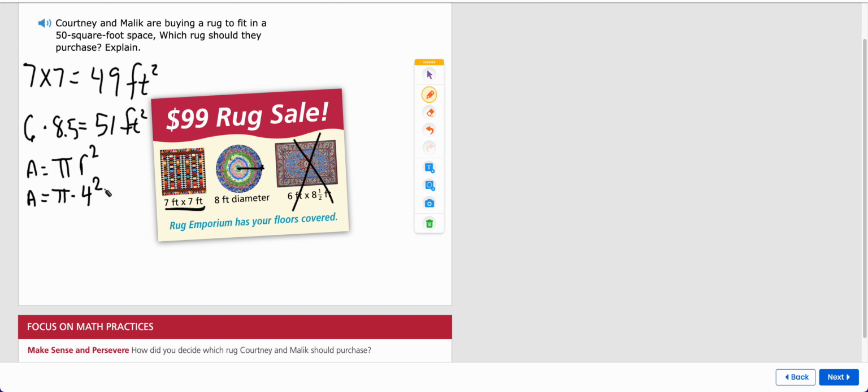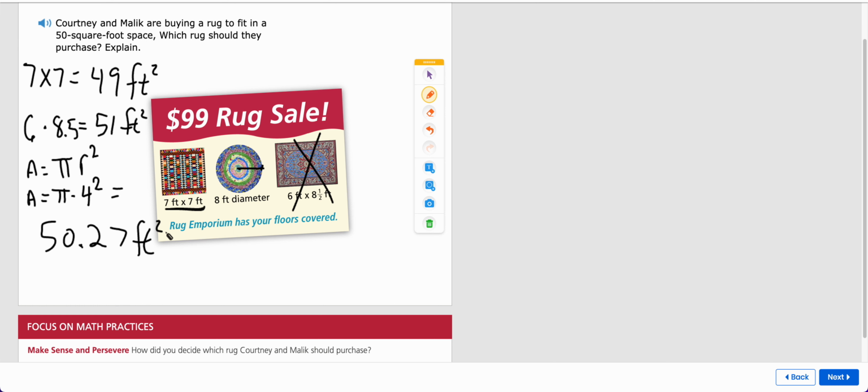50.27 square feet is what we would say. And whoops, I gotta go back to where I was, which is over here. Okay, 50. So this equals 50.27 feet squared. Okay, so what about the circle rug?